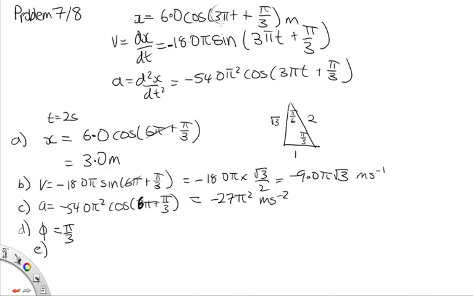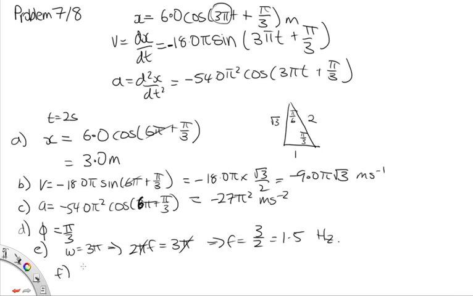Part E says find the frequency. We said this was omega, so omega is equal to 3 pi. Omega is 2 pi f, so 2 pi f is equal to 3 pi. Pi's cancel out, telling us f is equal to 3 on 2 or 1.5, and that's in hertz. And finally, part F says the period. The period is the inverse of the frequency, so in this case it's 2 on 3 seconds.